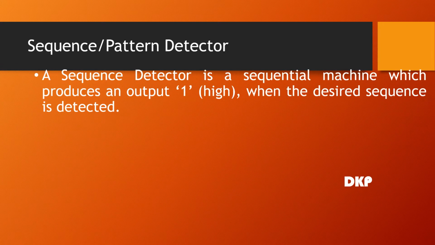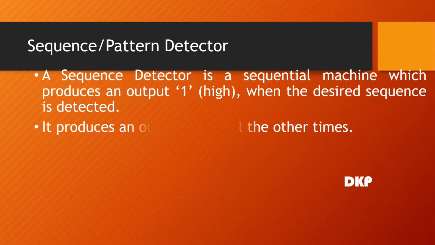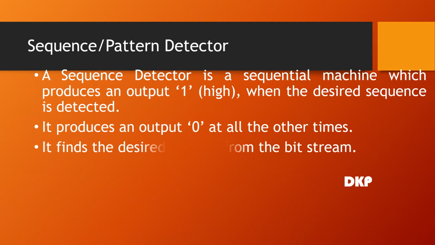A sequence detector is a sequential machine which produces an output 1 when the desired sequence is detected. It produces an output 0 at all the other times. It finds the desired pattern from the bit stream. Bit stream means a combination of zeros and ones. For example, it can be of 8 bits, 0, 1, 1, 1, etc. like that, of 8 bits.